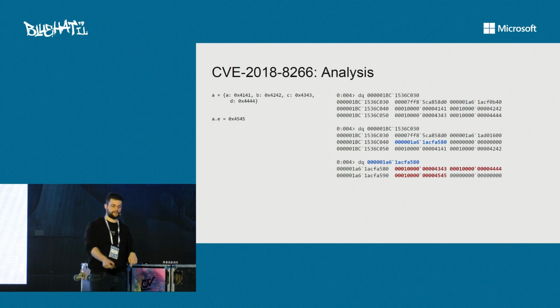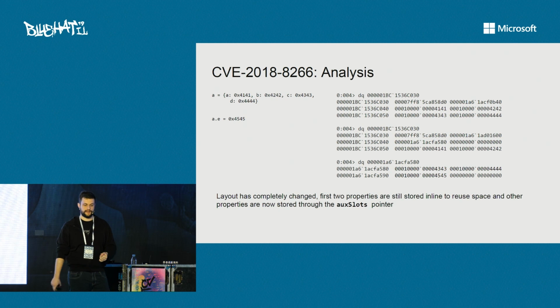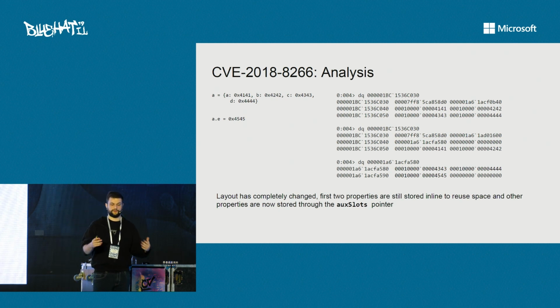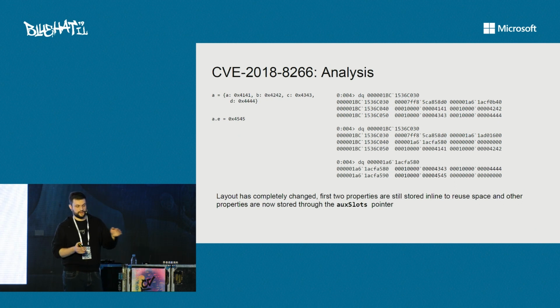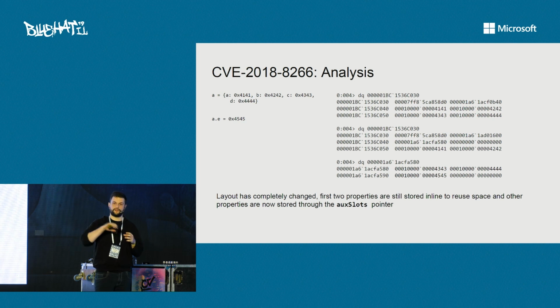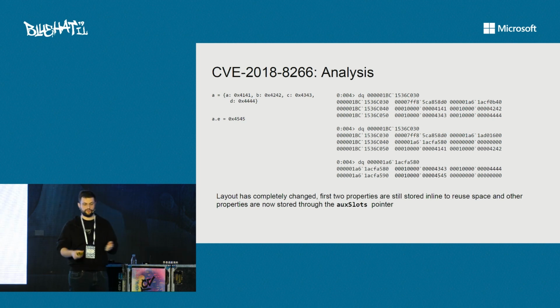So this is the aux pointer. We're looking at the thing that points to the property values. And the takeaway here is that we still reuse some of the inline space that we had allocated because let's not waste it. But the thing has completely changed. Instead of having all the properties stored inline into the object, we now rely on that external storage through the aux pointer to store the property values.